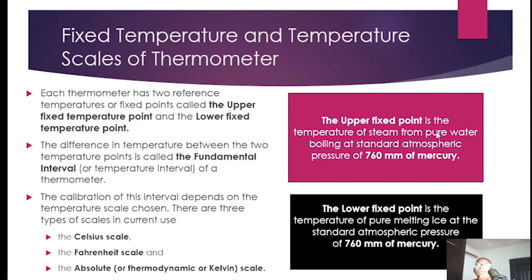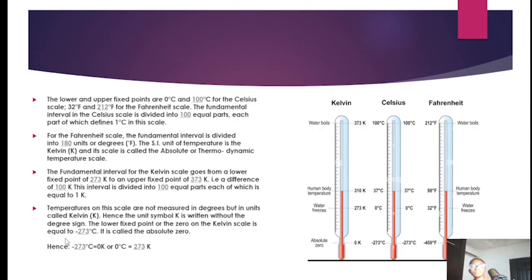The upper fixed point is the temperature of steam from pure water boiling at standard atmospheric pressure of 760 mm of mercury, while the lower fixed point is the temperature of pure melting ice at the standard atmospheric pressure of 760 mm of mercury. The lower and upper fixed points are 0 degrees Celsius and 100 degrees Celsius.